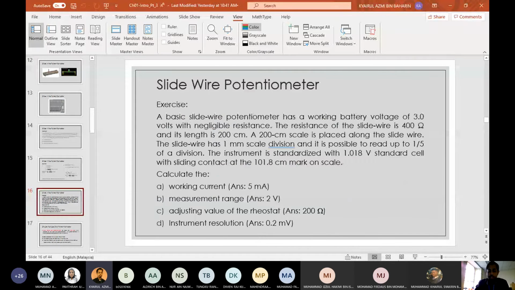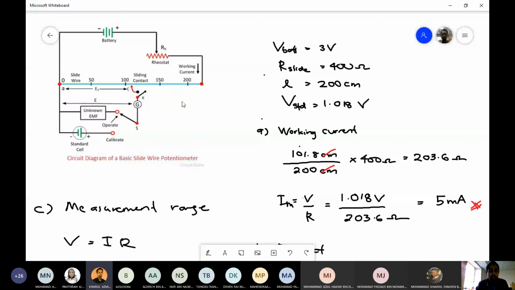So how do you solve this? So I've already done the solution yesterday. So I'm just going to share with you the step.